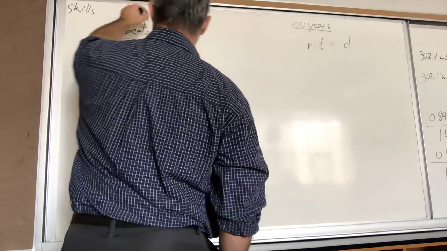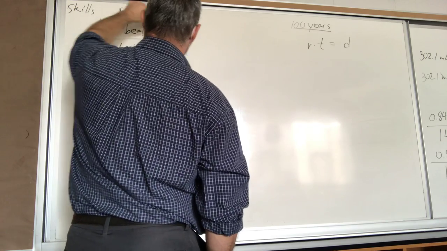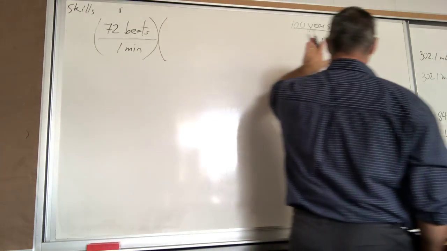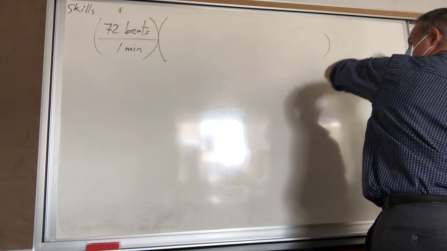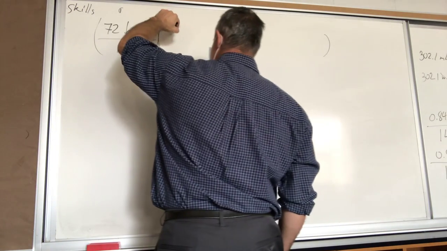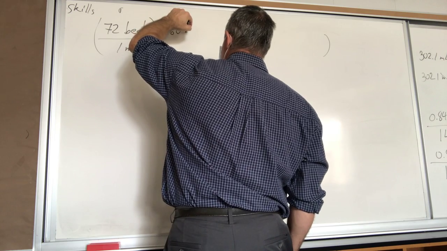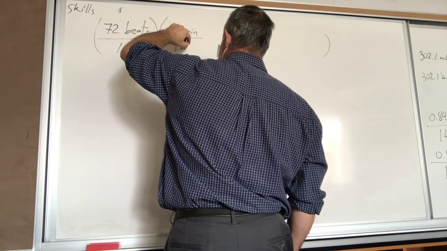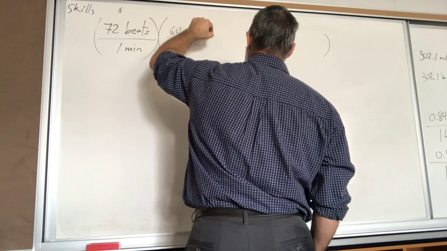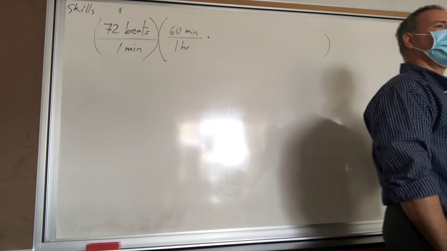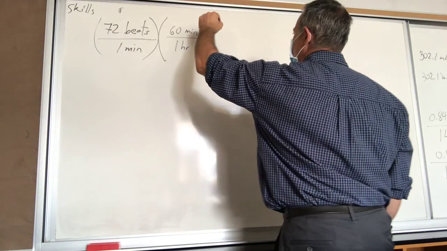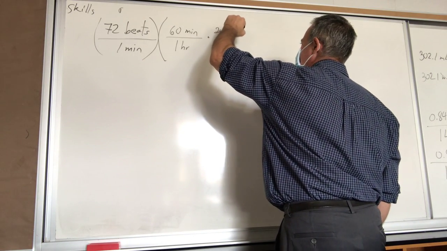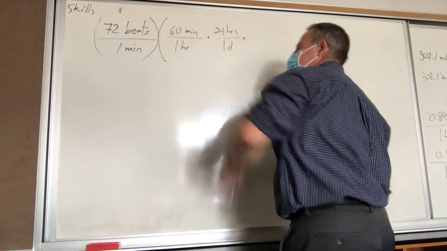So here's the rate part. We've got the rate. Now we're going to multiply by time. Time part's going to take up a lot of space because it's a lot of conversion factors. There's 60 minutes per 1 hour. How many hours in a day? 24 hours in a day. So we're going to put hours on top because I want to get rid of hours. How many days in a year?